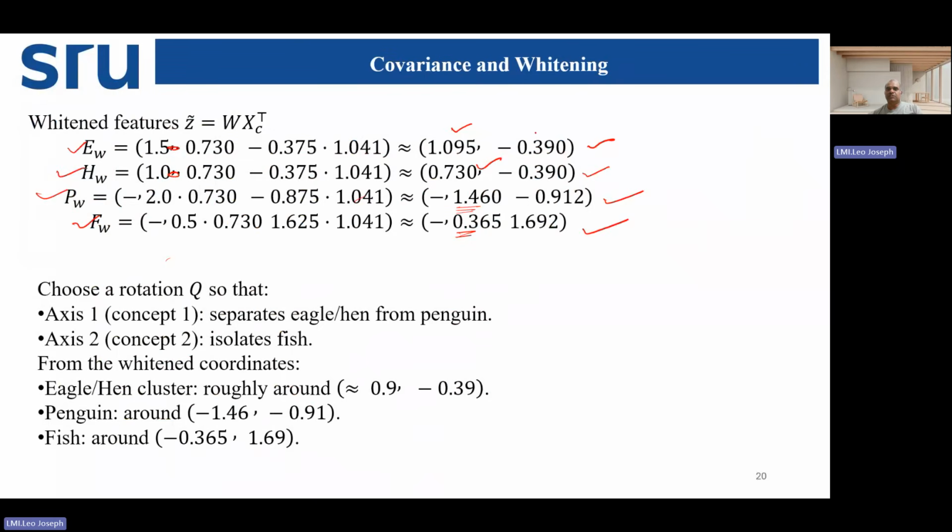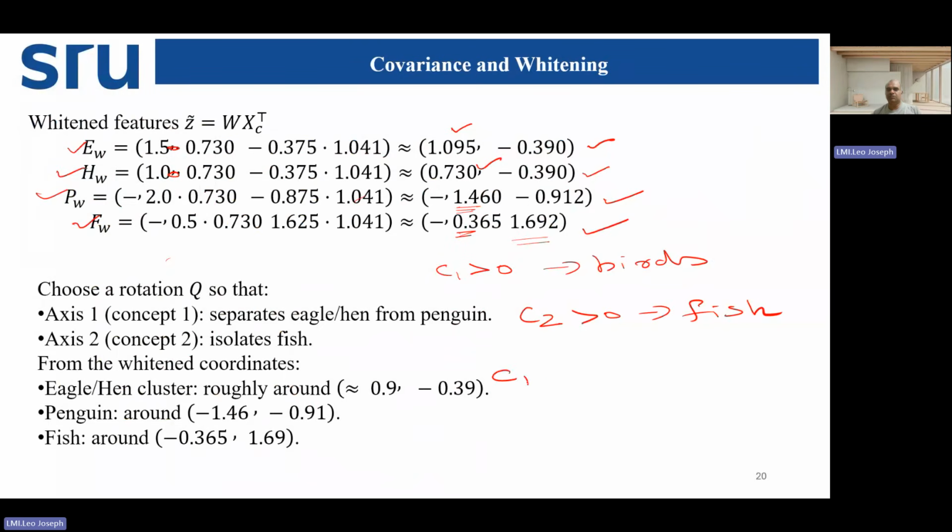Second axis I am checking: 0.390. So the second axis is, it should be a fish. So negative is coming, it should not be a fish. This is also not a fish. This is also not a fish. In the second category I am checking, I am getting 1.692. That means those having C1 greater than 0 are called birds, and those having C2 greater than 0 are called fish.